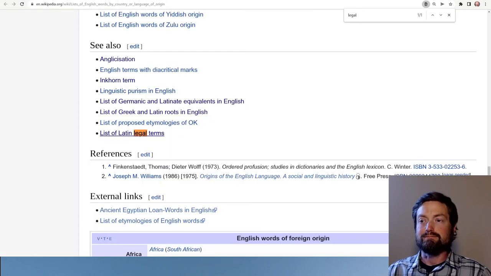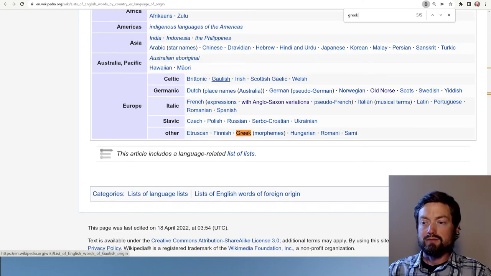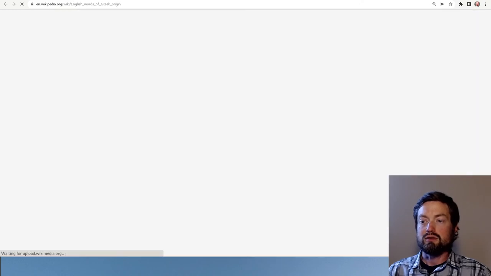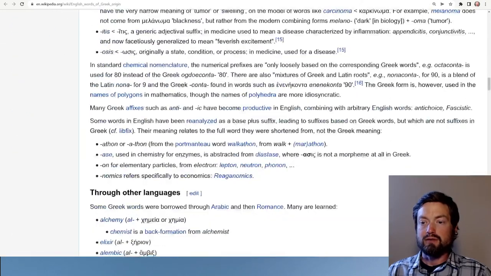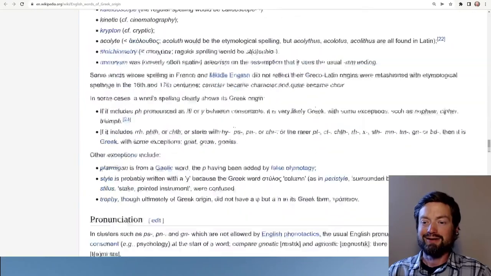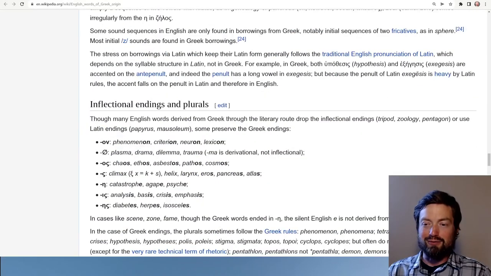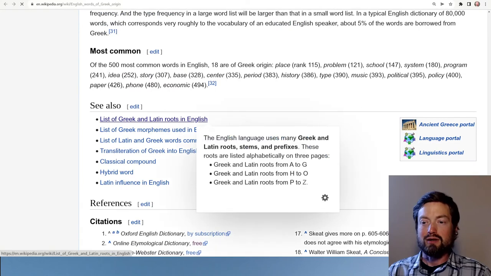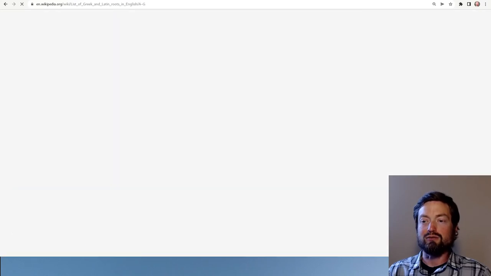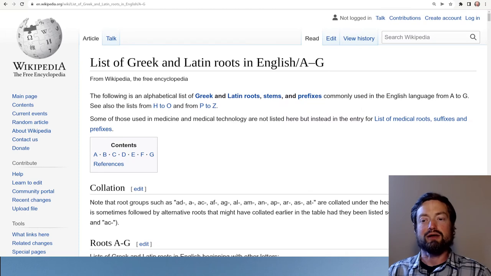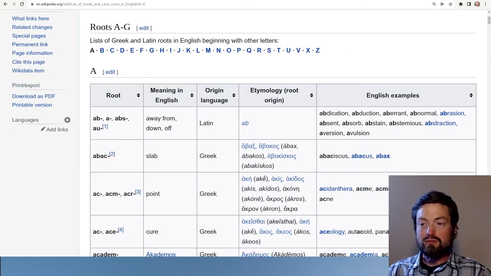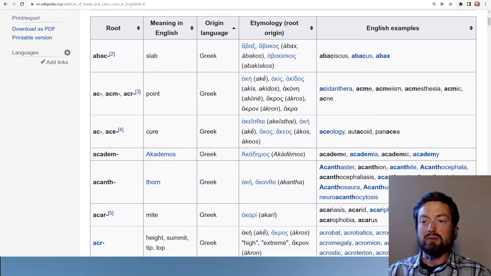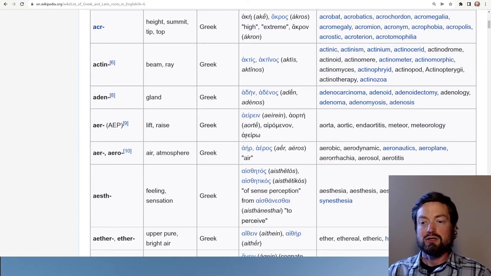If I just find English words of Greek origin, well, here it's saying things like souvlaki, more of the modern origin. Here we look at, this is more like it, Greek and Latin roots in English. This is where we get a whole list of all sorts of different words that you can see appear in many, many areas.